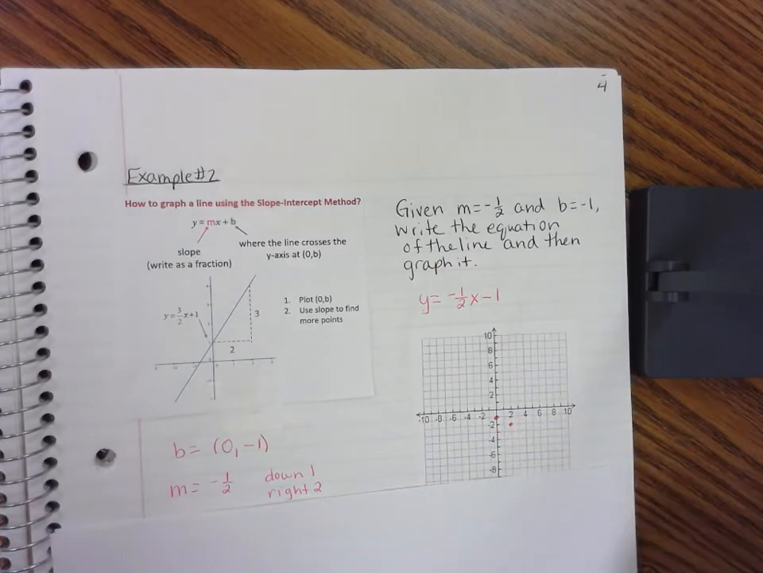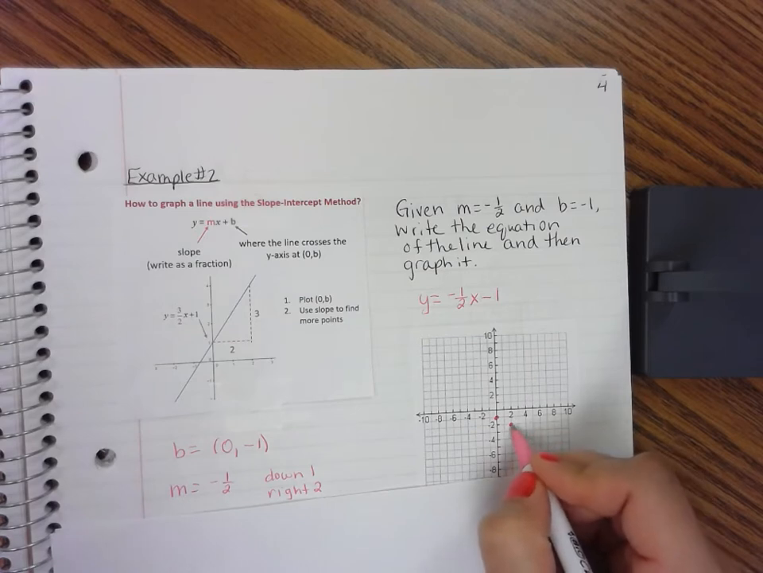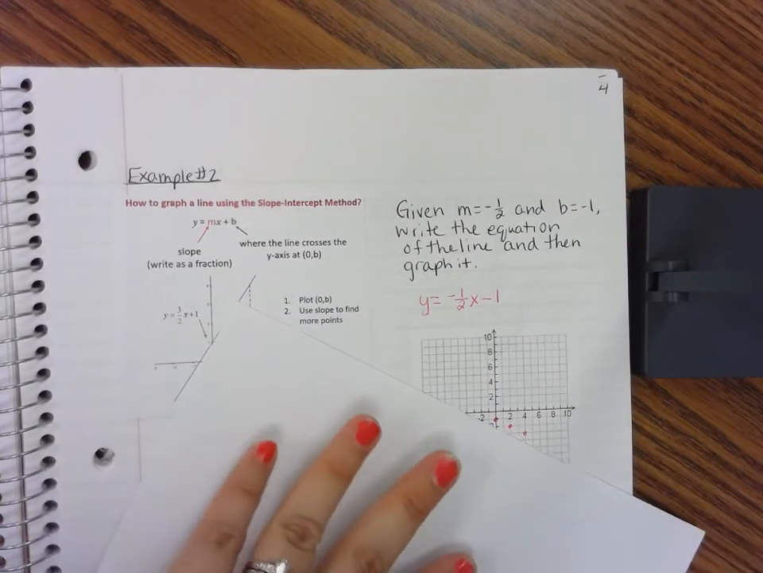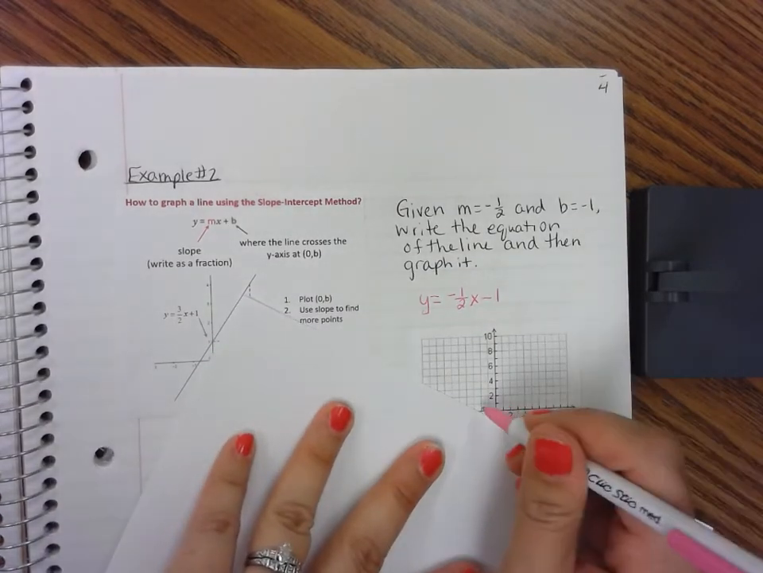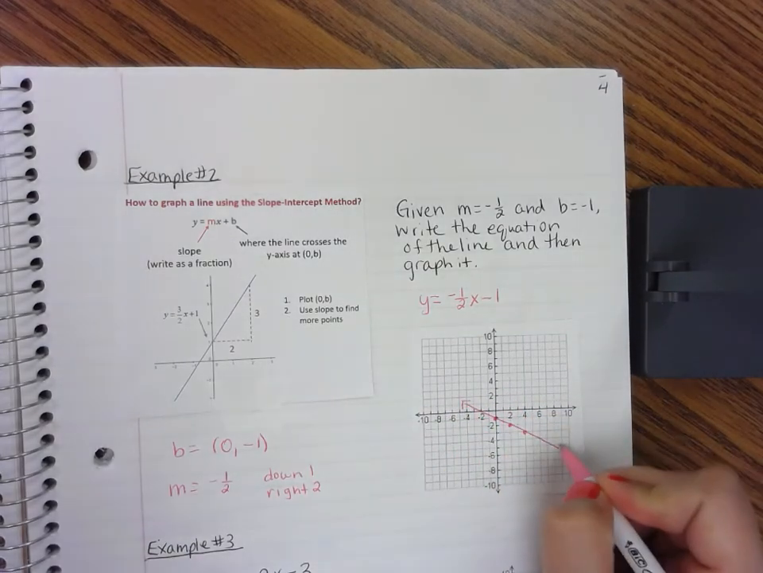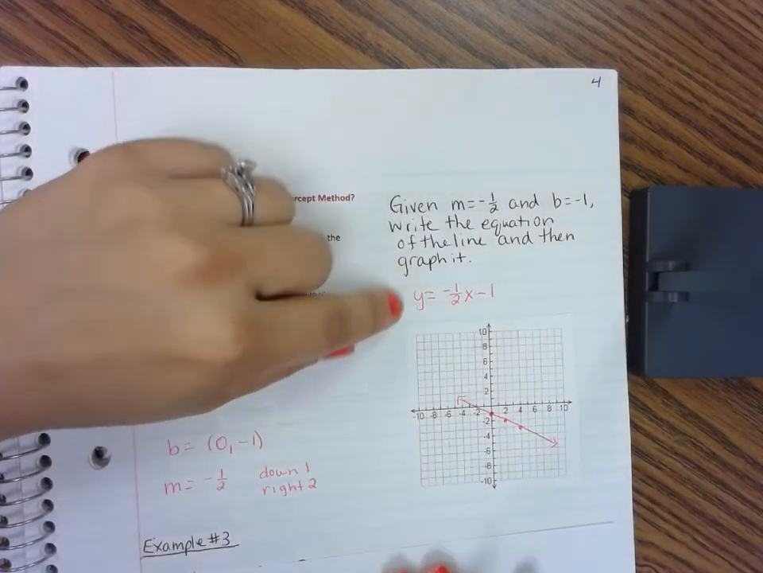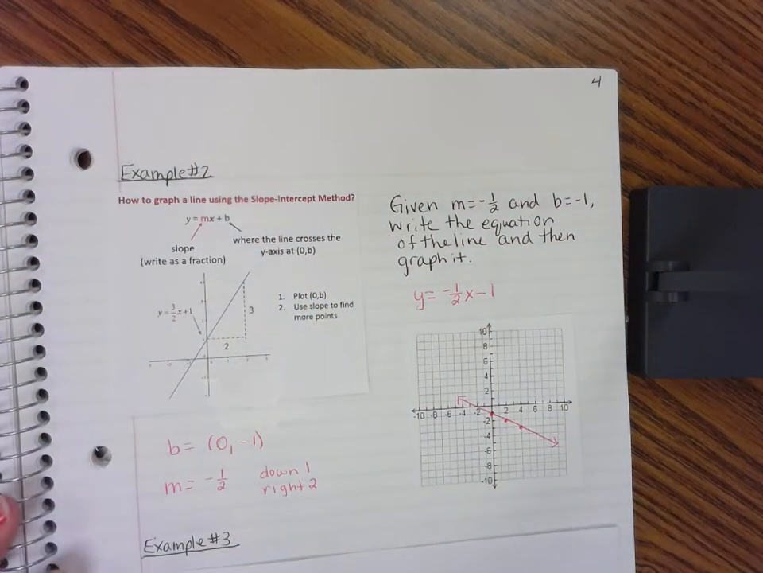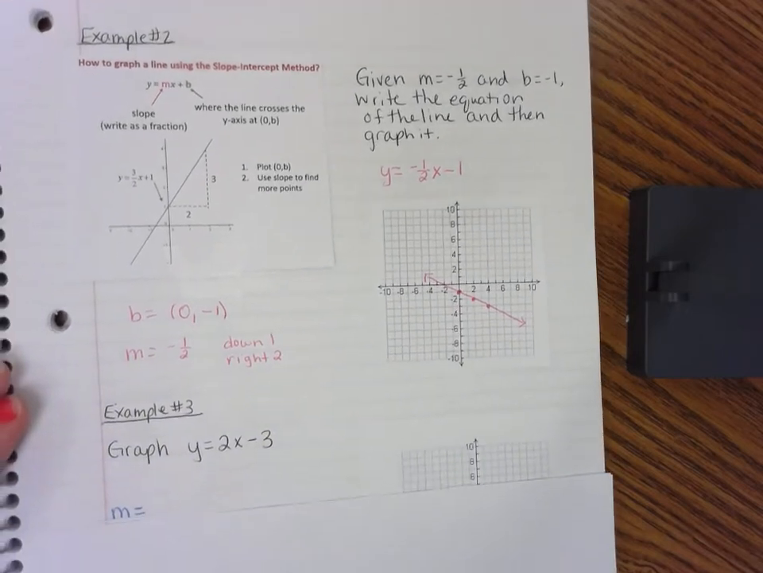And I'm going to do another one just so that I have a longer line. From this point, I go down 1 and to the right 2. And then now I connect my 3 points, and I have the graph of the linear function y equals -1/2x minus 1. All right, let's try another example.